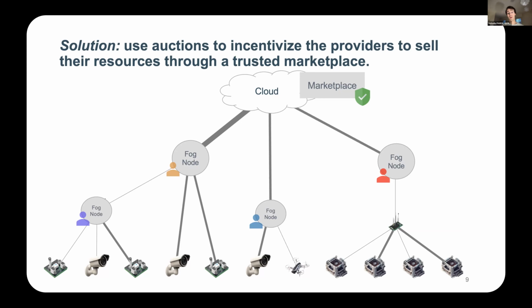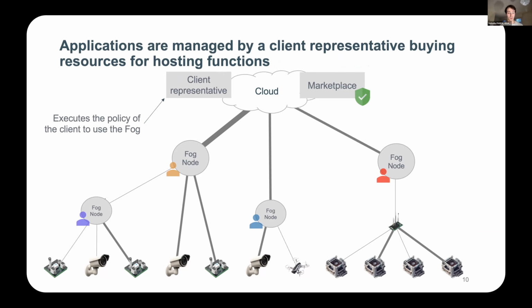In order to do this, we host the auction in what we call the marketplace, which is a central software which is trusted by everyone and handles all the money exchanging and stuff like this. It's also the proxy between the client that wants to provision a function and the different nodes where the function will run. Here the client is impersonated by the client representative, sorry, which executes the policy of when to provision a function, when to request a new function, when to unprovision a function, etc., etc.